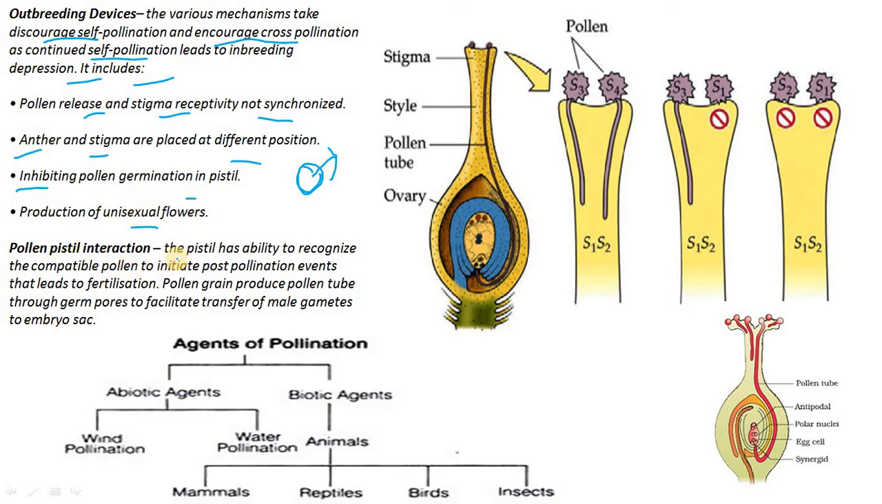In pollen-pistil interaction, the pistil has the ability to recognize compatible pollen and initiate the post-pollination events that lead to fertilization. The pollen grain produces a pollen tube through the germ pores to facilitate transfer of male gametes to the embryo sac.